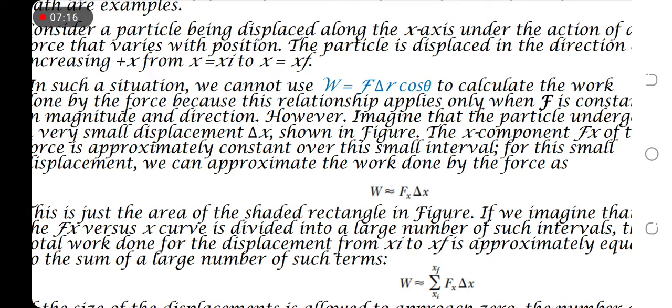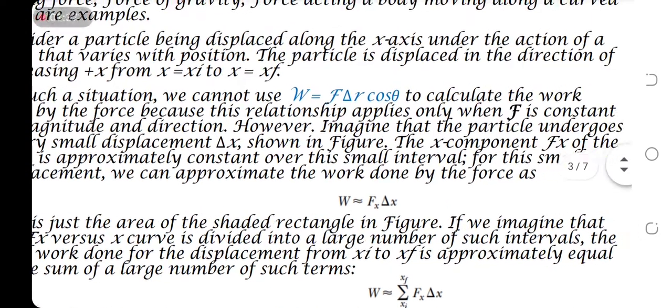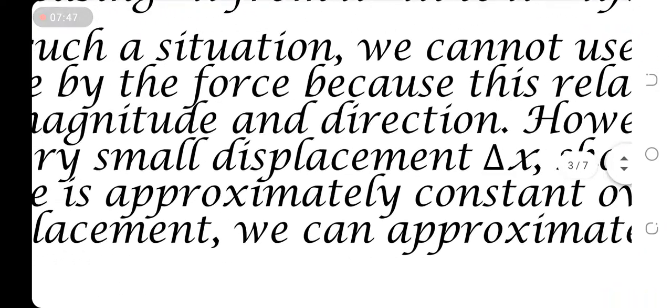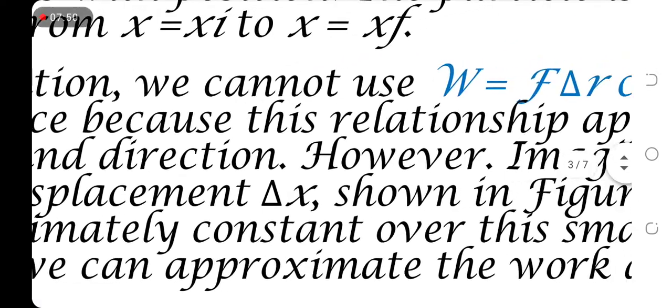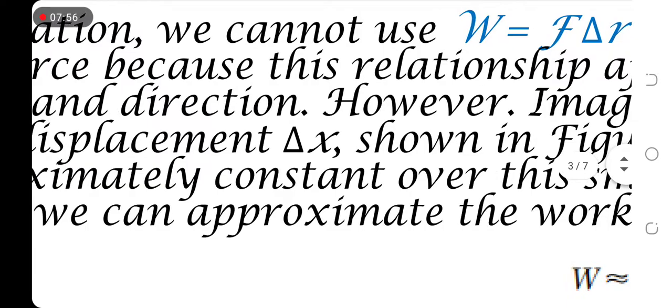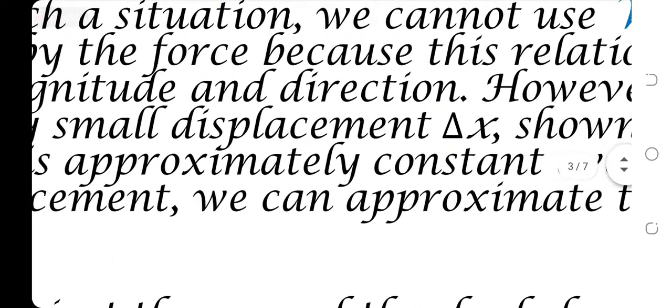the displacement covered should be divided into small intervals. In such a small interval, the force F becomes nearly constant in each interval of displacement. Then we can apply this formula W is equal to F delta r cos theta to calculate the work done by the force, because this relationship applies only when F is constant in magnitude and direction.